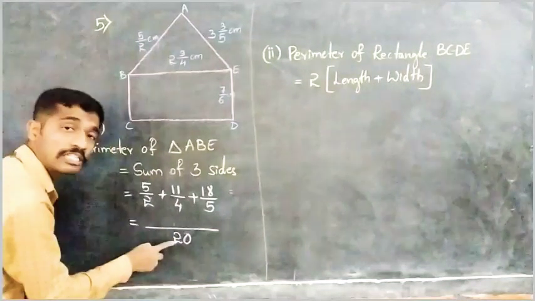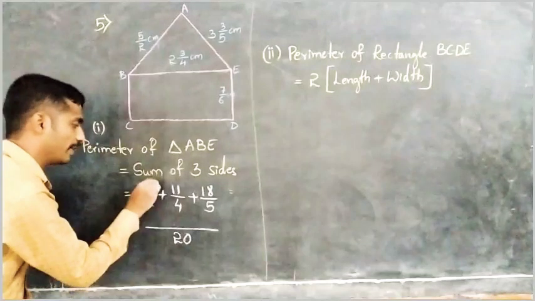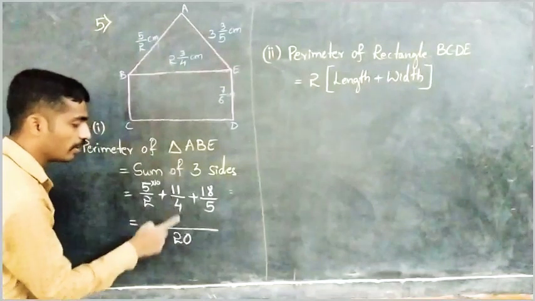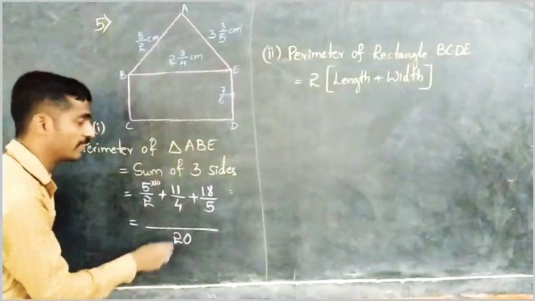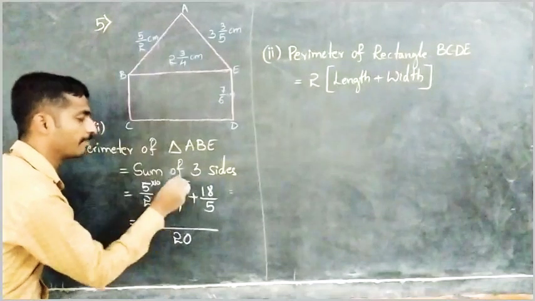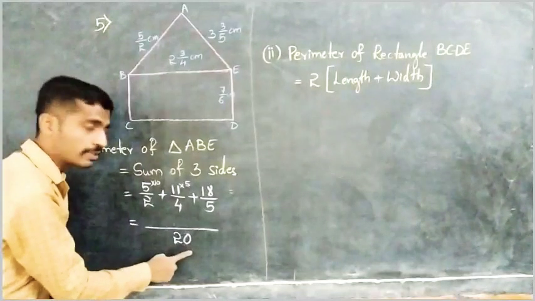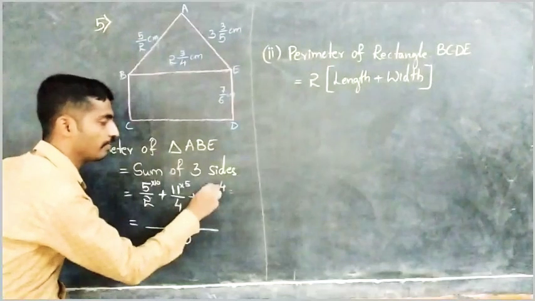So 2 how much are 20? 2 10s are, so here multiply with 10. Next, 4 how much are 20? 4 5s are, so multiply with 5. Next, 5 how much are 20? 5 4s are 20, so here multiply with 4.